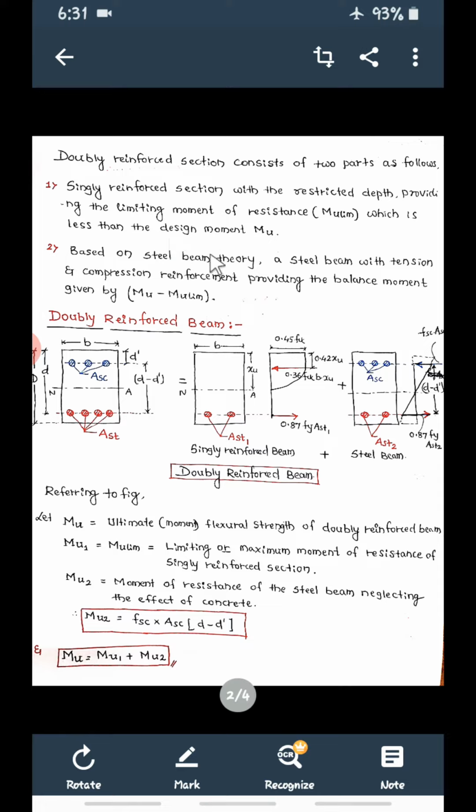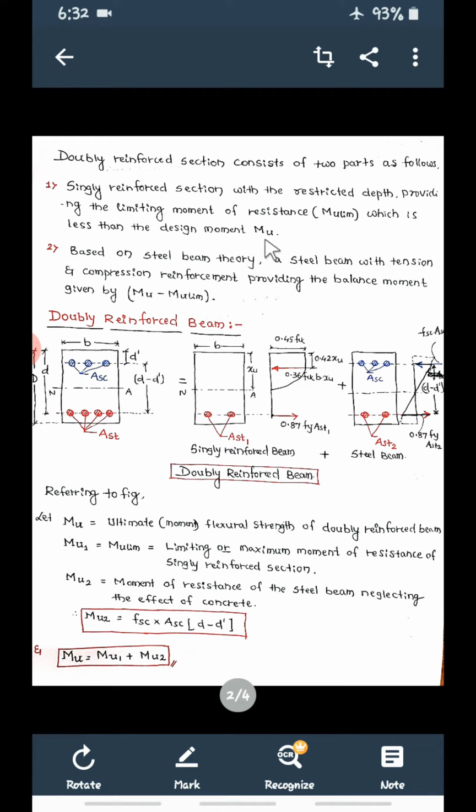Now, if you consider the total beam as a doubly reinforced beam, what will we consider first? First, consider it as a singly reinforced beam with reduced depth. Depth will be reduced means the moment will be considered. So what is the total moment? Total moment will be Mu. Now see here, this is a doubly reinforced beam, with main steel in the tension zone and main steel in the compression zone. So what moment does it have to resist? It has to resist the total moment, Mu. The moment resisted by this doubly reinforced beam is Mu.